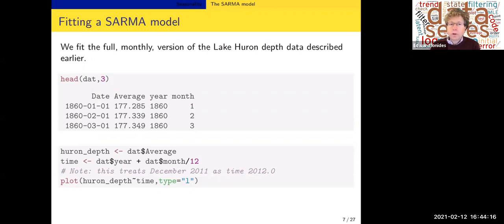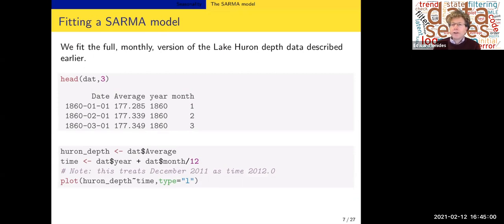Okay, so we're going to try fitting a SARMA model, and now we can fit monthly data, because whenever you have monthly data, anything related to the natural world is very likely to have seasonality on an annual cycle. And so now we can analyze the monthly Lake Huron depth data. The original data come with year and month columns. We're going to put that together into a time variable, which is year plus month divided by 12.